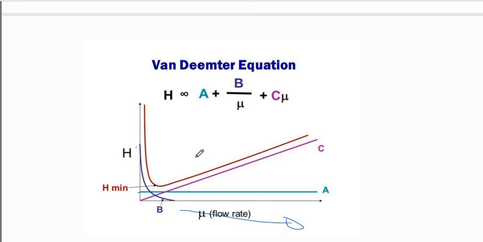So when you blend all of them together, the resulting curve, which we represent here as this one, is the H, which we call the height equivalent of theoretical plates. So this is the Van Deemter's curve, or the Van Deemter's equation, which explains the dependency of the height equivalent of theoretical plates on the eddy diffusion, longitudinal diffusion, and resistance to mass transfer, or the mass transfer coefficient between the mobile phase and the stationary phase.